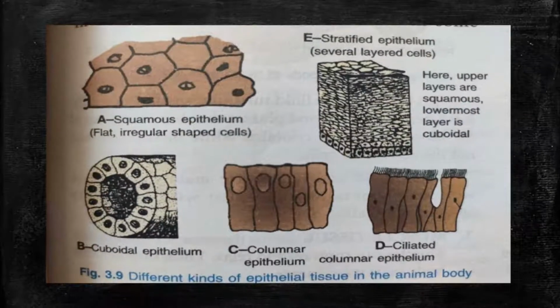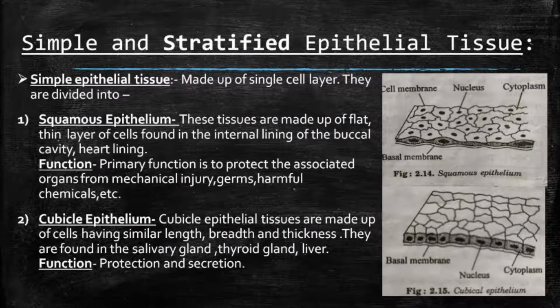Here is an image showing the different types of epithelial tissues found in the animal body, like the squamous epithelium, cuboidal epithelium, columnar epithelium, ciliated columnar epithelium, and the stratified epithelium. Let's discuss these epithelial cells in the further slides. The first type of epithelial tissue is the simple epithelial tissue. These tissues are made up of a single layer. They are divided into the squamous epithelium, cuboidal epithelium, and columnar epithelium.